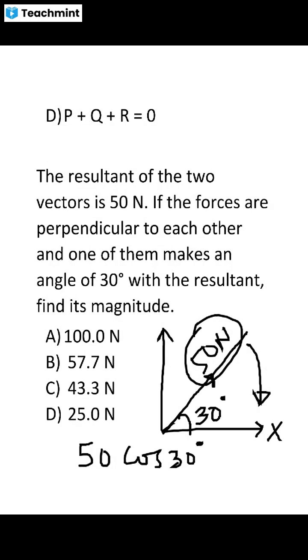Cosine 30 degrees, that is adjacent over hypotenuse, that is root 3 over 2. Root 3 over 2, that is 0.8660. So 50 times 0.8660. Let me use my calculator. 50 times 0.8660. 43.3 Newton. So this is going to be our answer.